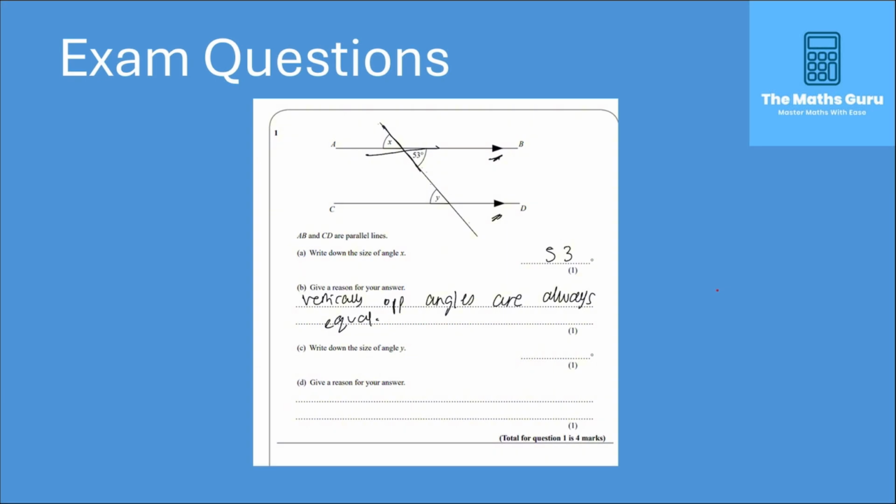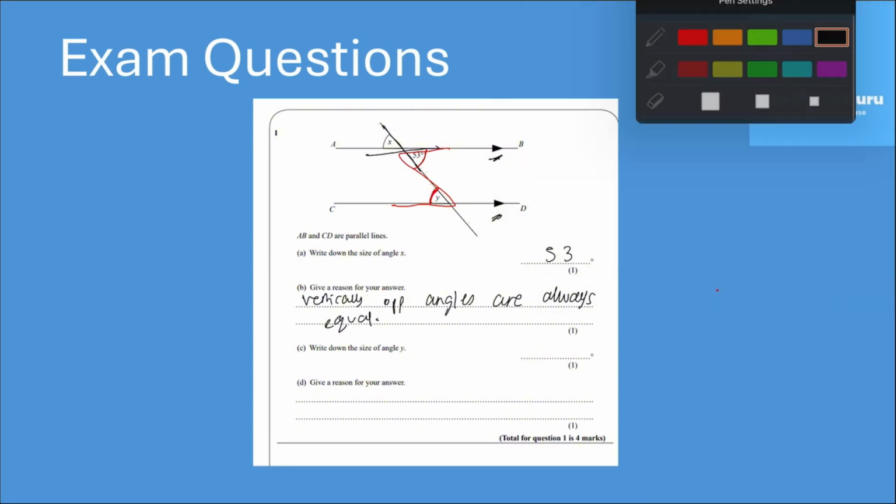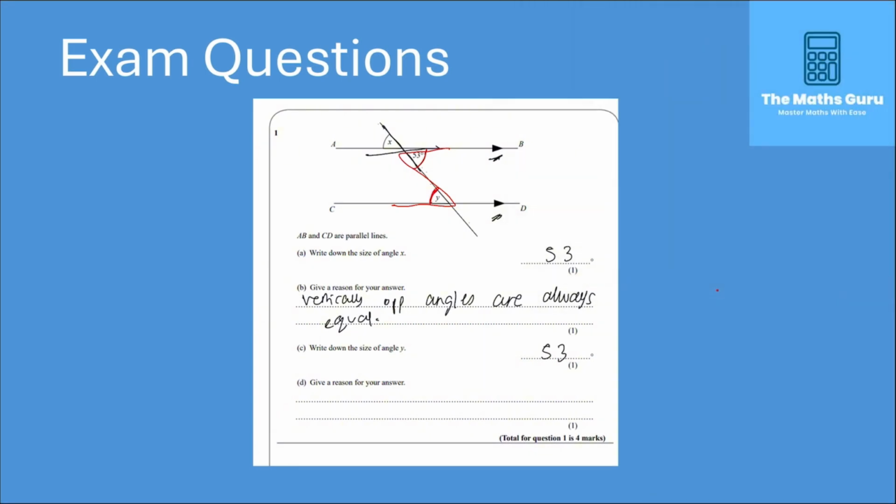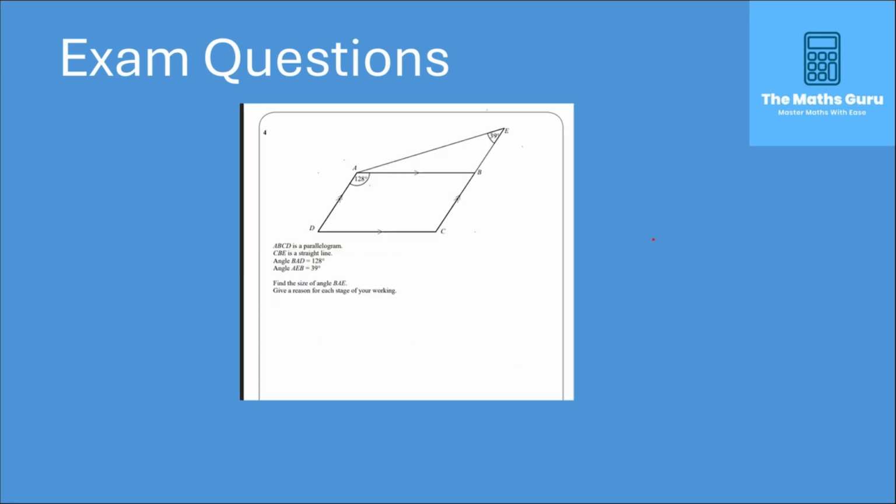It then asks us to write down the size of angle Y. And the rule we're going to use here is the alternate angle rule. We can see that our Z is formed here, making this equal to 53 degrees. So 53 degrees, and we say alt angles are equal. Okay, moving on to the next question.